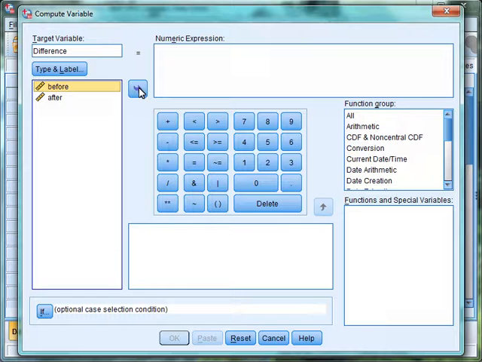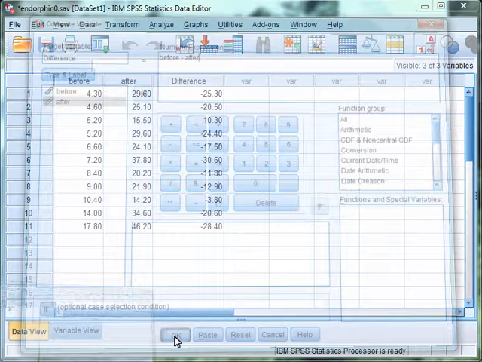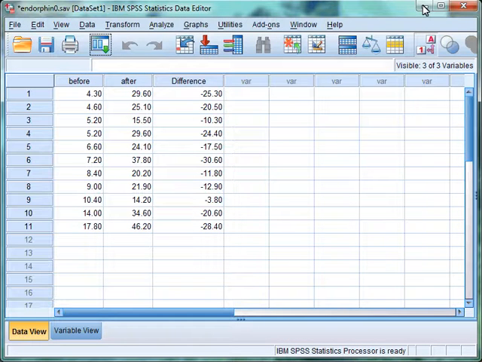So to do this, I'm going to move before into the numeric expression box. I'm next going to select the minus sign. Then I'm going to select after and also move this to the numeric expression box. This has created a formula which will subtract the after scores from the before ones. If we then click OK, we can then see that a difference variable has been created in our spreadsheet.